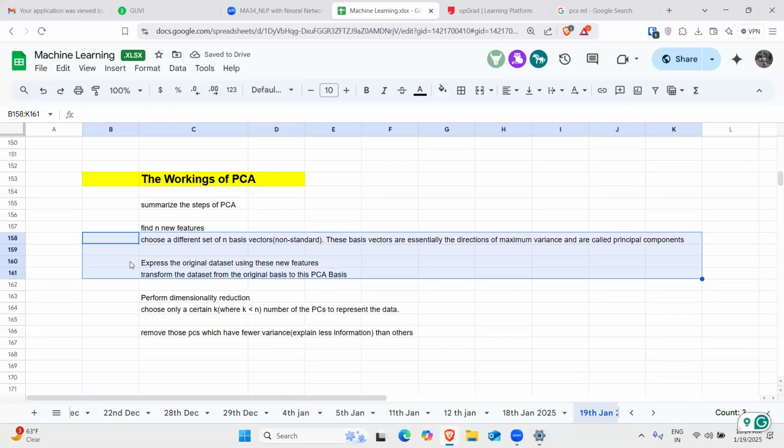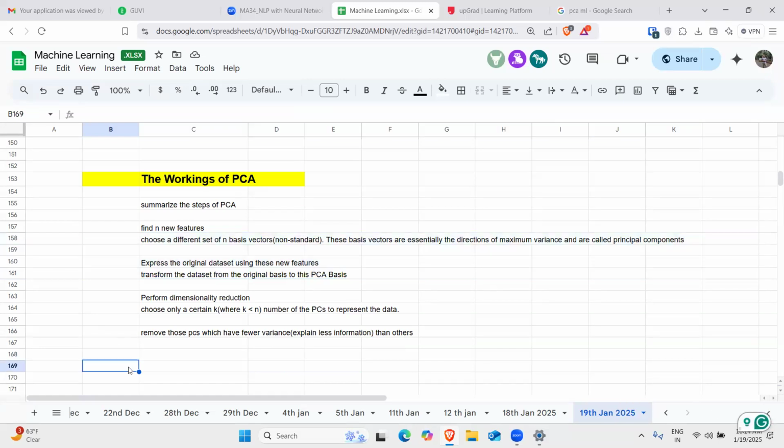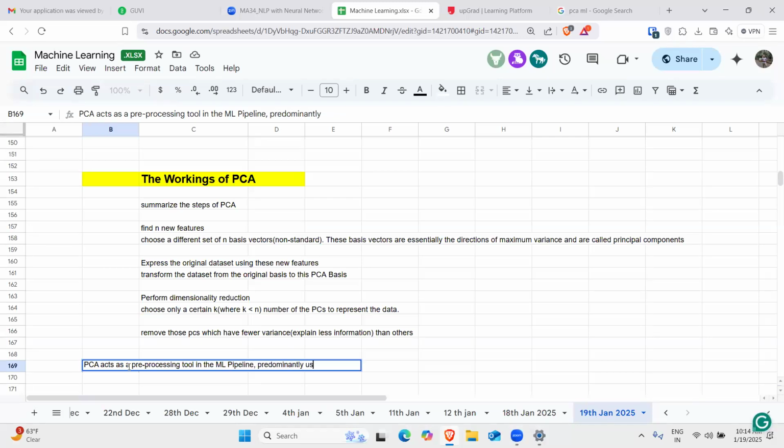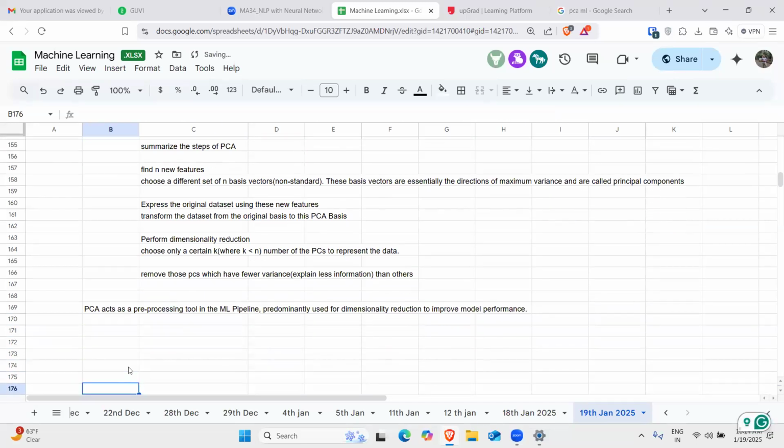So what is PCA? PCA acts as a pre-processing tool in the ML pipeline, predominantly used for dimensionality reduction to improve model performance. And the approach is as follows.